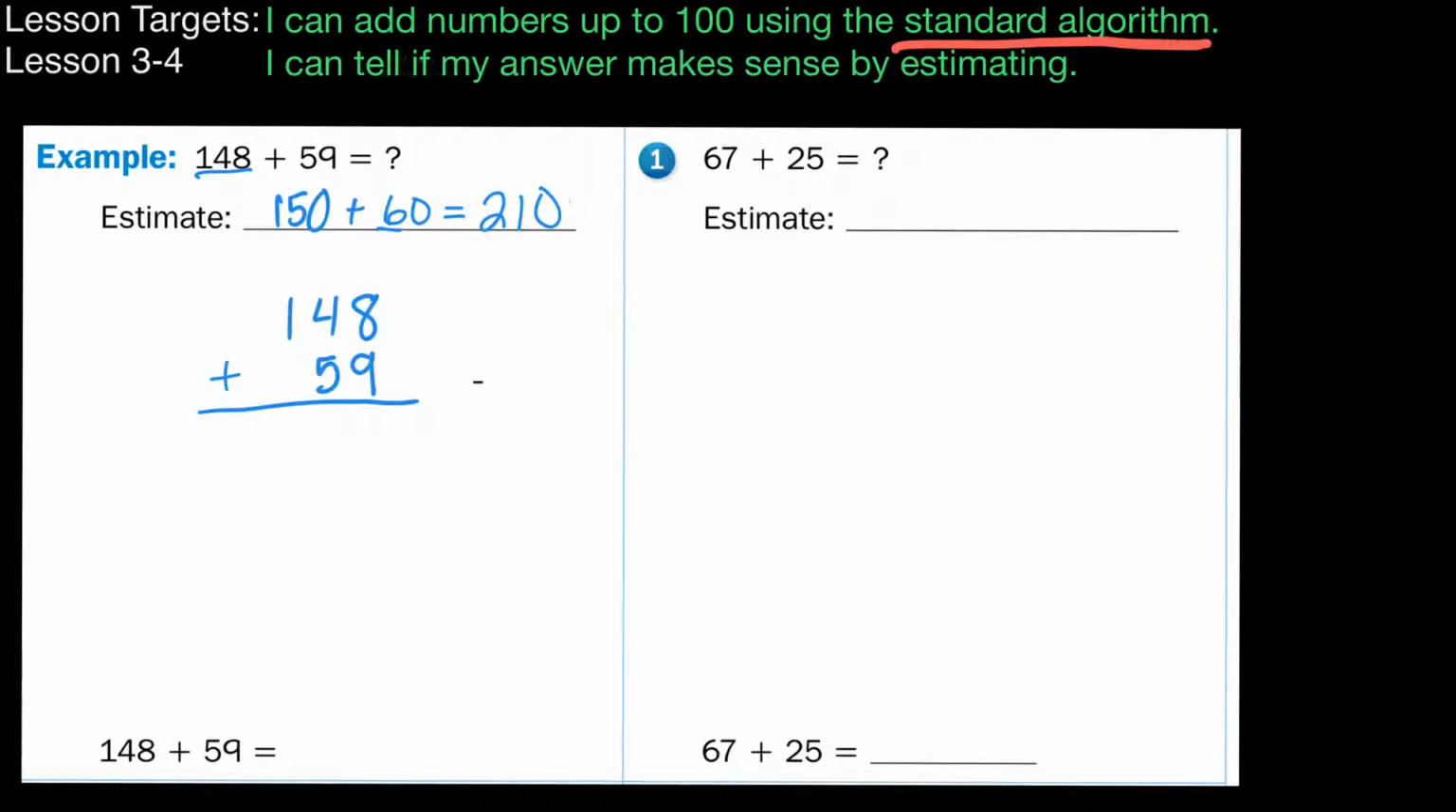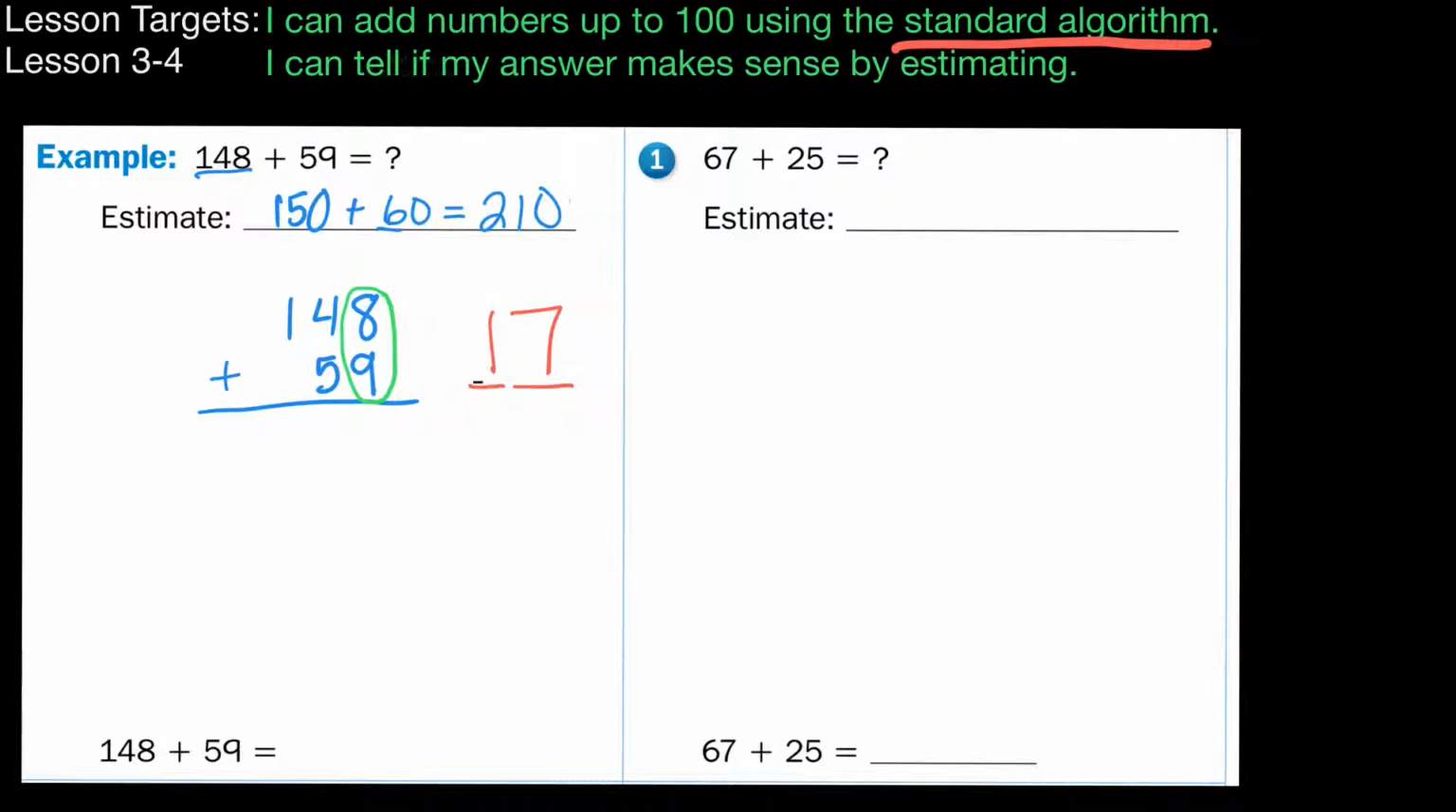The first thing that we're going to do today, a little bit different than yesterday, is add the 1s. So I'm looking at 8 plus 9. Well, I know 9 plus 9 is 18. 8 is 1 less, so that's 17. But before I write 17 down, I want us to take a look at the number 17. In the number 17, how many 1s do we have? 7. And how many groups of 10 do we have? 1.